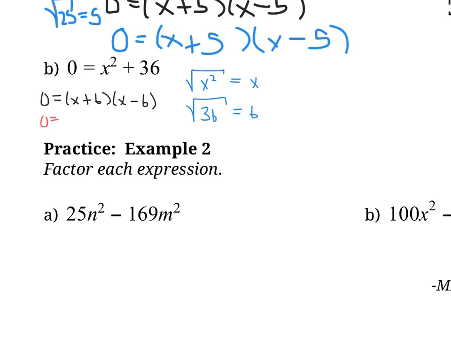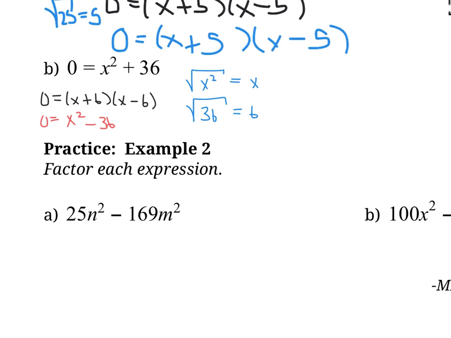We have 0 equals x times x, which we know is going to be x squared. Then we have x times negative 6, which is negative 6x. 6 times x is plus 6x. Those are going to cancel out. And our last term is going to be plus 6 times negative 6, so we will have negative 36.